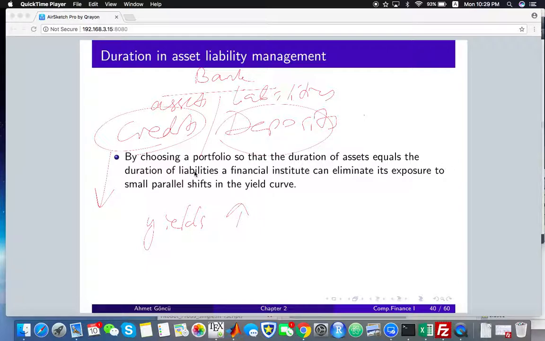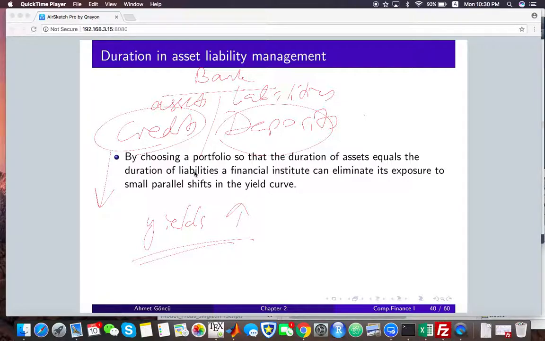So if there's a big mismatch between the duration of the assets versus the liabilities, the bank will be more sensitive and it might actually lose a lot of money with respect to sudden yield increases in a typical scenario where the credits are for long term and long duration, and on the other hand the deposits are for short term and the duration is also short.